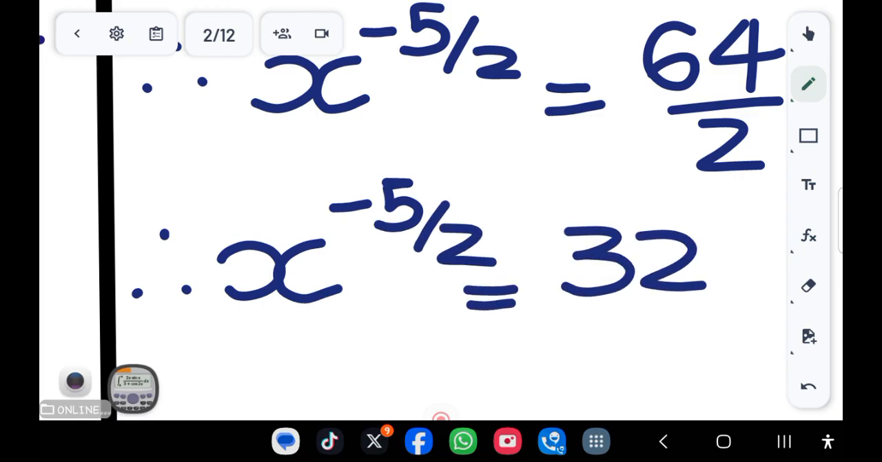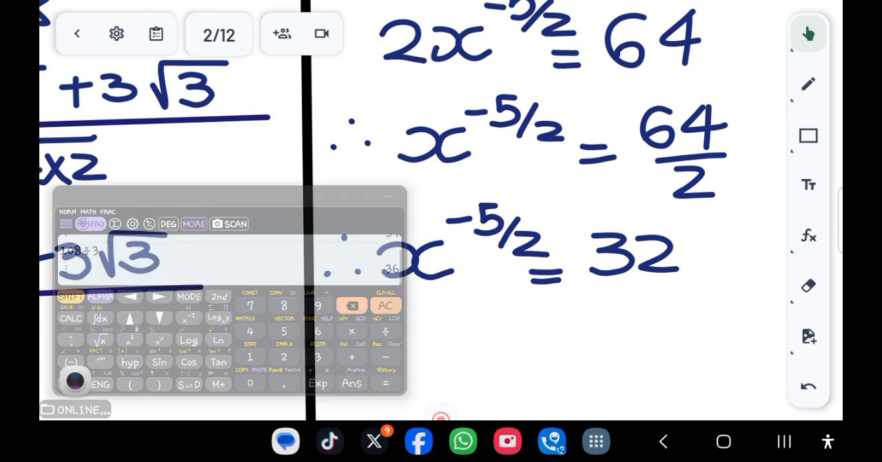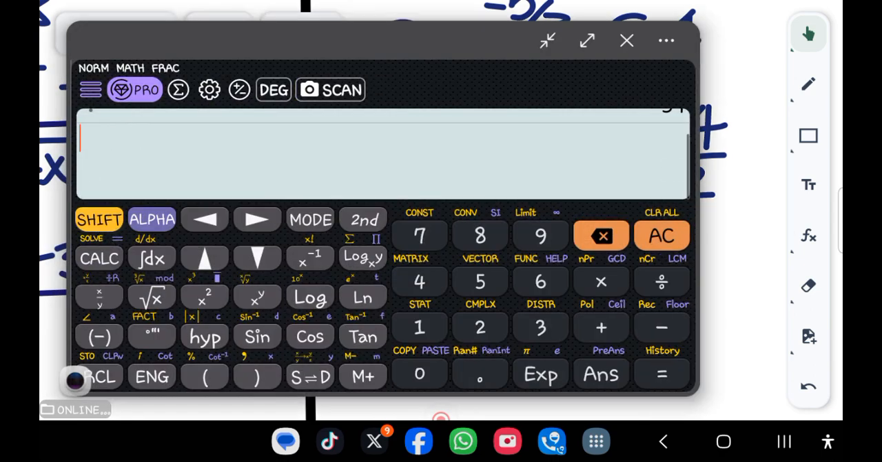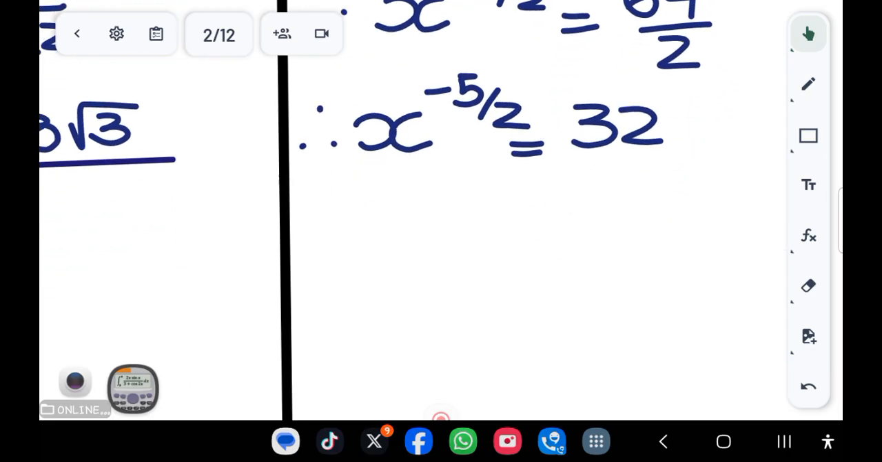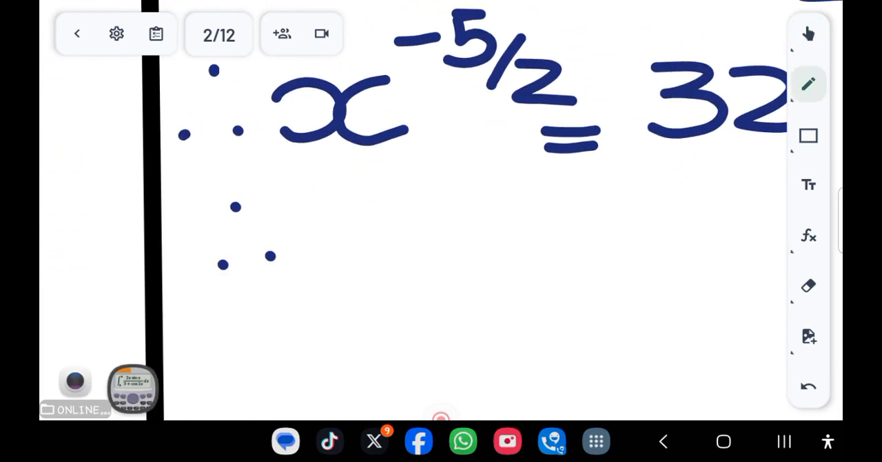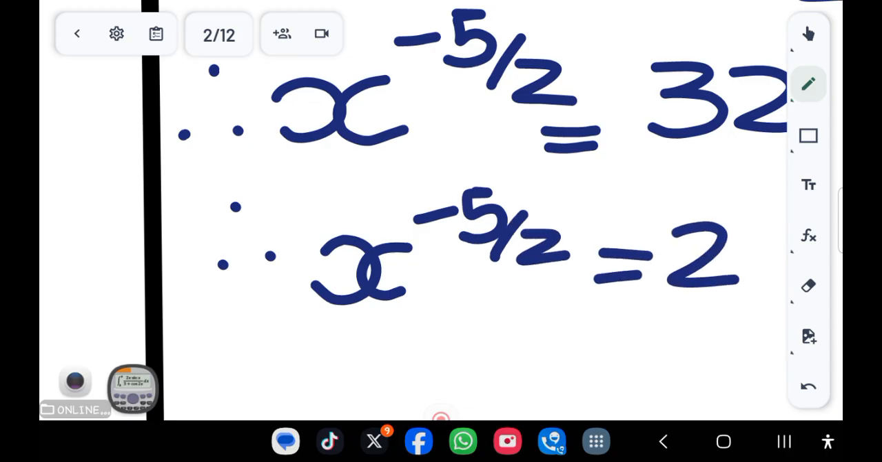And 32 can be written as 2 to the power of 5. If you're not sure, take your calculator and go 32 equals, shift fact, and it will change your number into exponential form, which is 2 to the power of 5. There you go. So therefore, x to the power of minus 5 over 2 equals 2 to the power of 5.